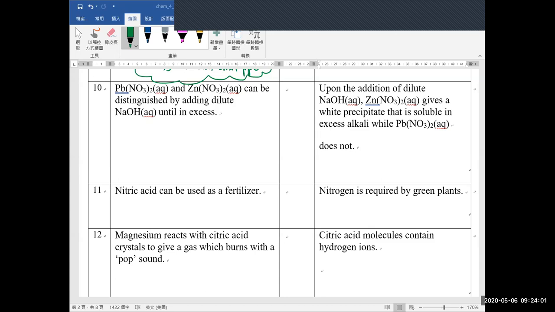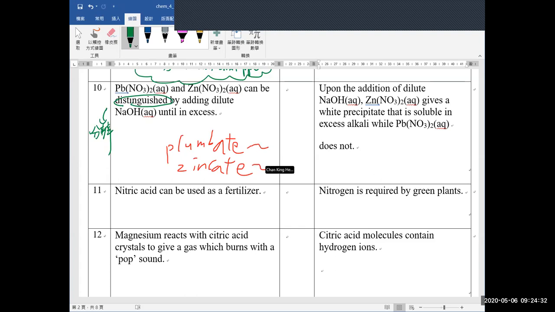Question 10, lead nitrate and zinc nitrate can be distinguished. Here's the word distinguish. Okay, you may tell one from another. So upon the addition of sodium hydroxide, zinc nitrate gives a white precipitate that is soluble in excess alkali, while lead nitrate does not.